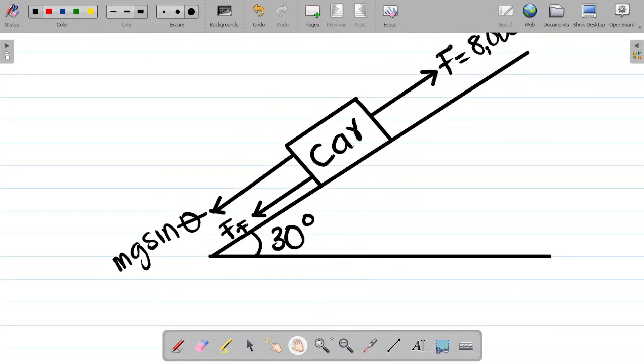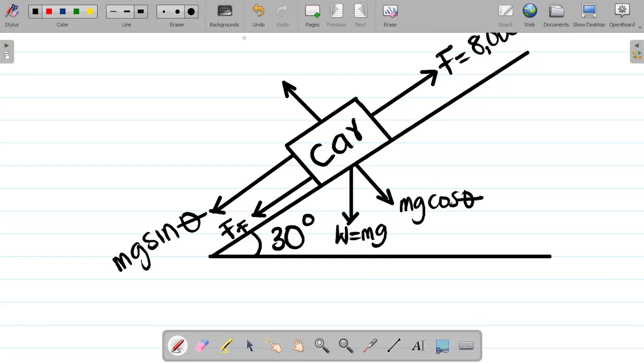The next thing here is that, don't forget, the weight will act vertically downward. So you have weight this way here, W equal to mg. What else do you have? You have your normal reaction, which goes upward here, and there's always a normal reaction here. What you have here would be mg cos theta, and this is the normal reaction.